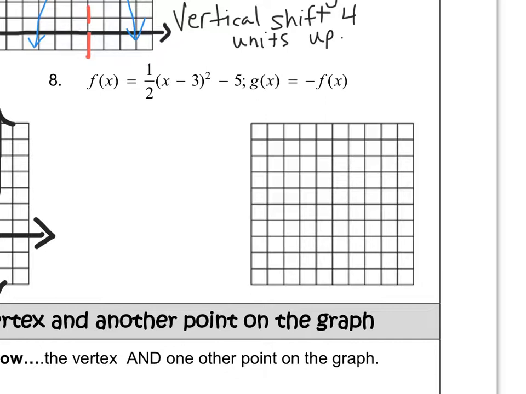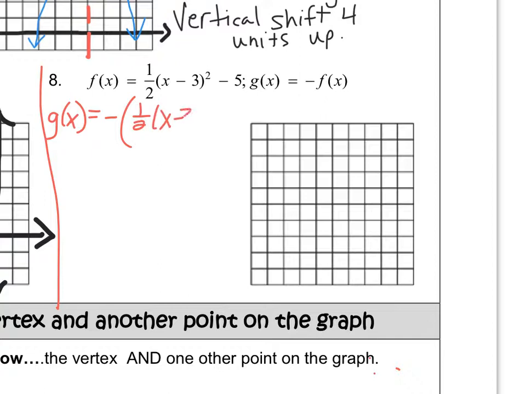So what that's going to look like is my, let's draw a little line here, my g of x equals the negative of my f of x. So 1/2 parentheses x minus 3 squared minus 5, close my parentheses.